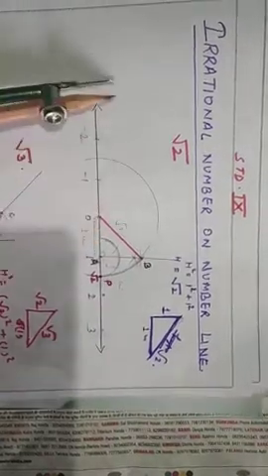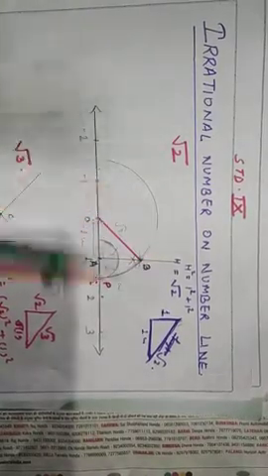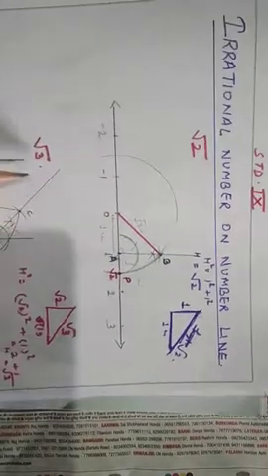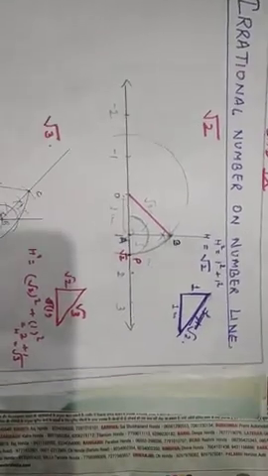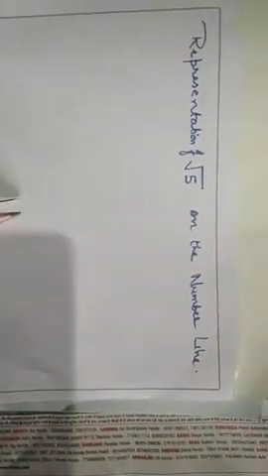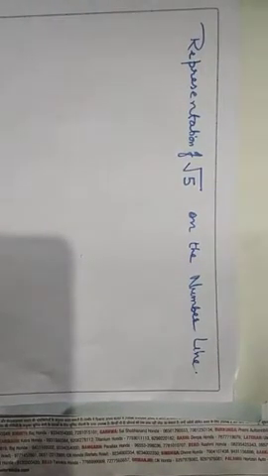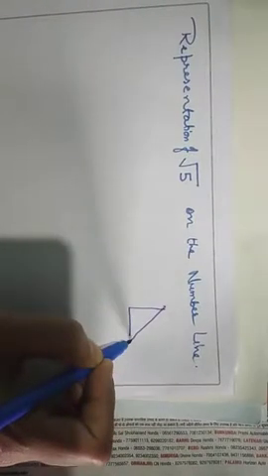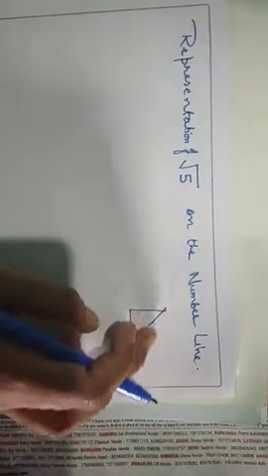We are learning how to represent irrational numbers on the number line. In the last video we did how to represent under root 2 and under root 3 on the number line. So today we are going to learn how to represent under root 5 on the number line. For this, again you have to draw a right angle triangle, and here we have to get a line of length under root 5.